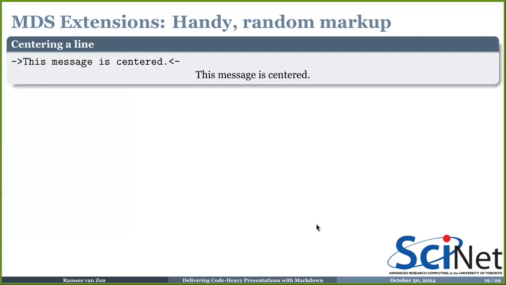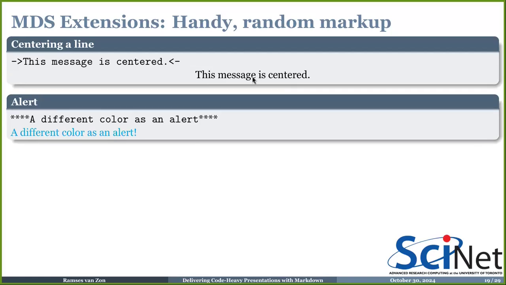Centering: I said I want to be able to center a line. The syntax I came up with, and this is just MDS specific, it won't work in other Markdowns unfortunately, is to put an arrow to the left, an arrow to the right, and then it will center the message. Pretty simple. The alert, so giving a different color to a text. I chose 4 stars because 1 star is italic, 2 stars is bold. I can't do 3 stars because that's italic bold, so 4 stars becomes a different color. And you can combine them, so you could have a different color, bold and italic, by having 7 stars.